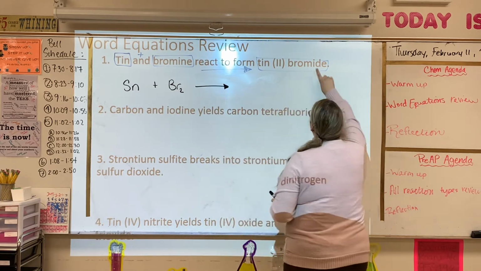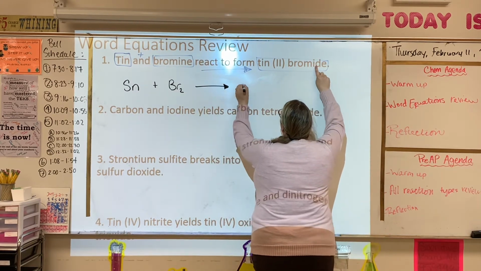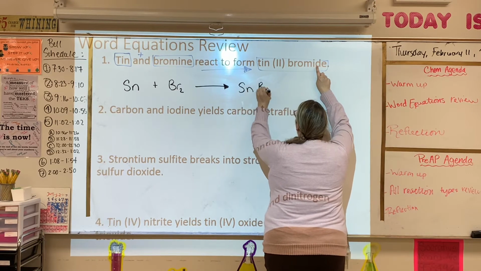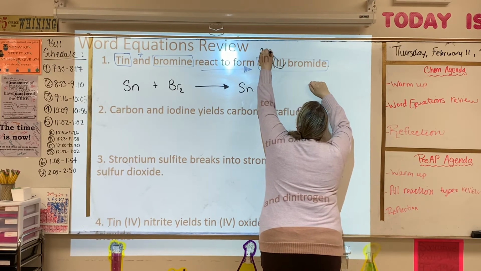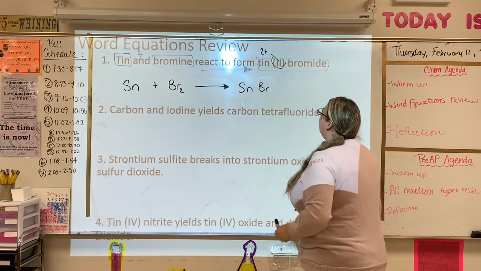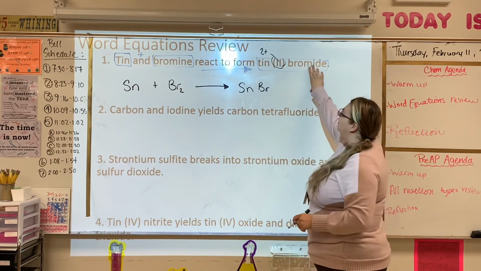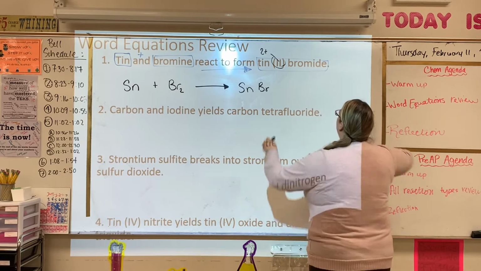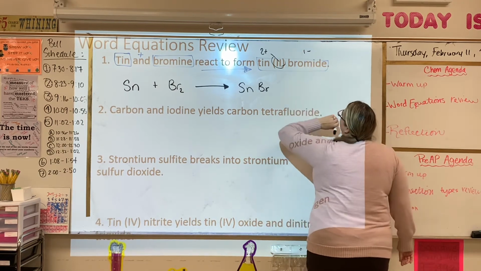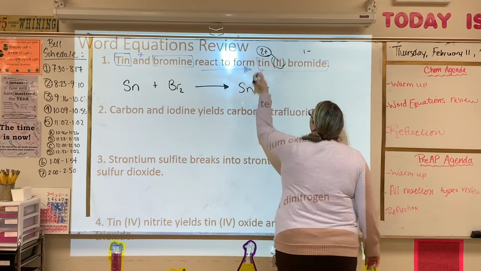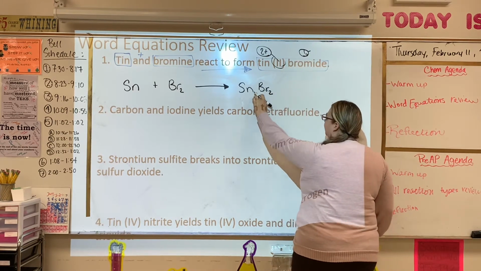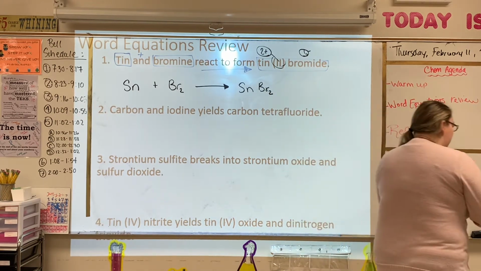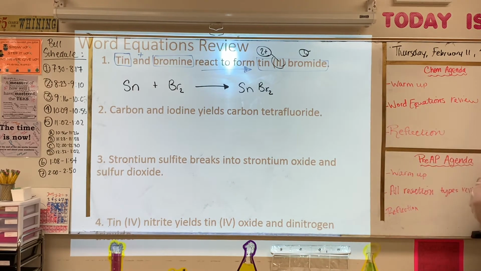Okay? Then we have tin II bromide. So we have Sn and we have Br. This Roman numeral, remember, is the charge of the metal, so tin has a 2+ charge. If we look at our periodic table, we find bromine. Bromine is group 17, so it has a 1- charge. So when we crisscross this, the 2 from the tin goes to the bromine, the 1 from the bromine to the tin. So step 1, done. We wrote our equation.